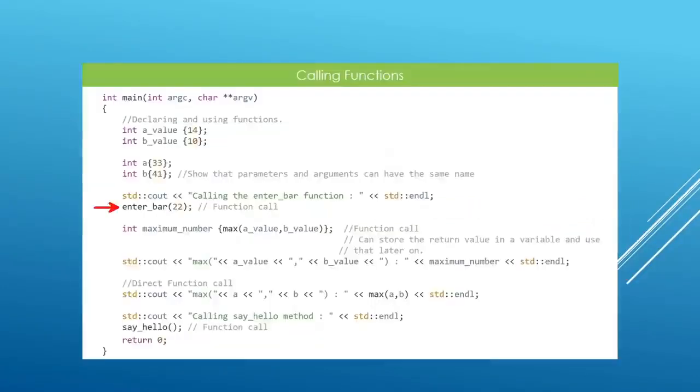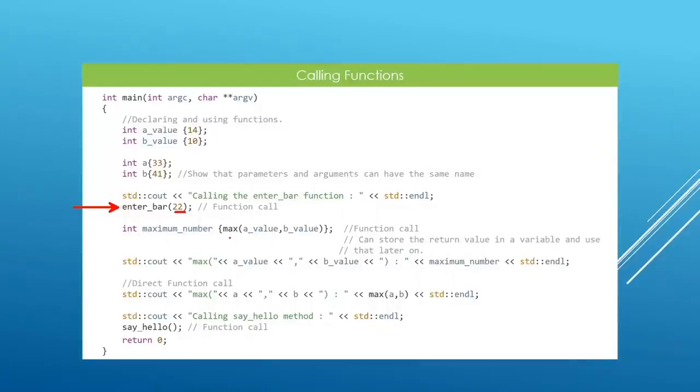So we can call this function like we do here and say enter bar. And you notice that we're not catching something out of this function. We're just going to call it, and we're going to give it input, which is 22 here. And the function is going to do its thing. So it's going to let us in because our age is greater than 18.